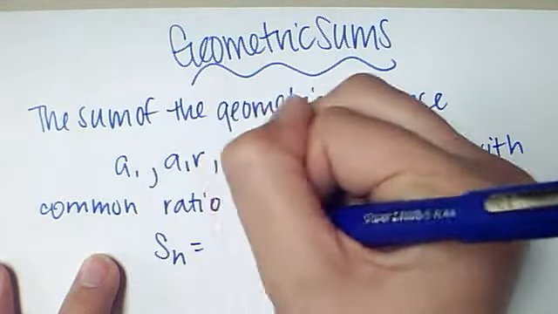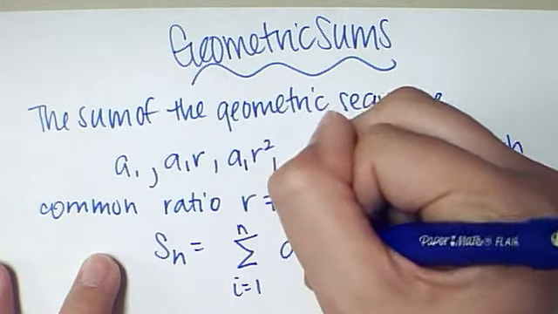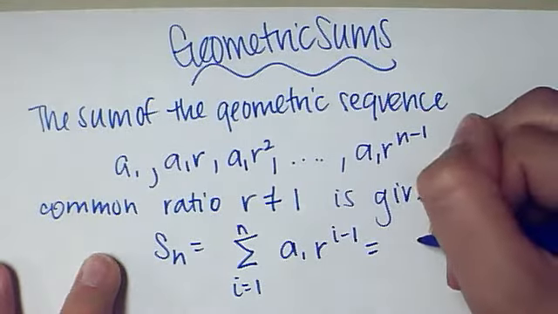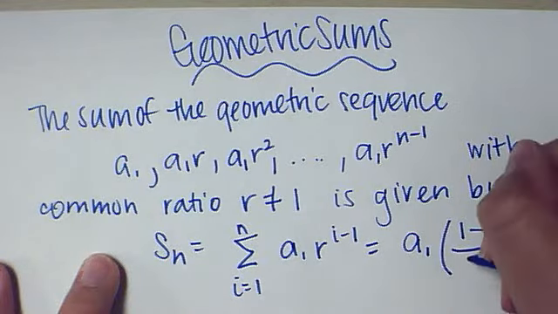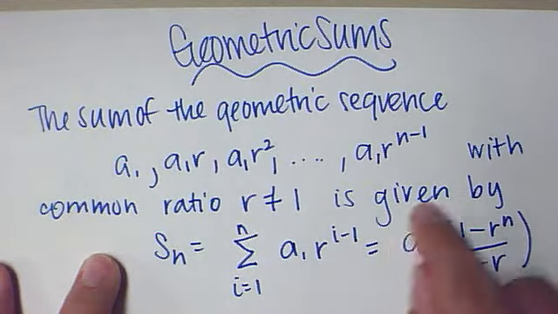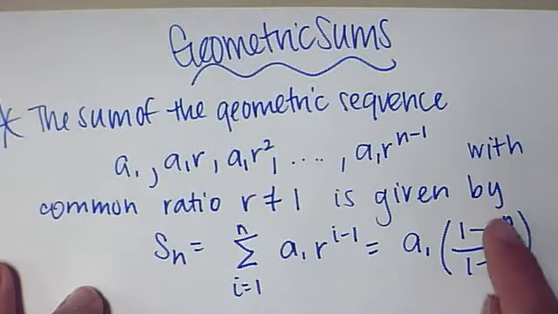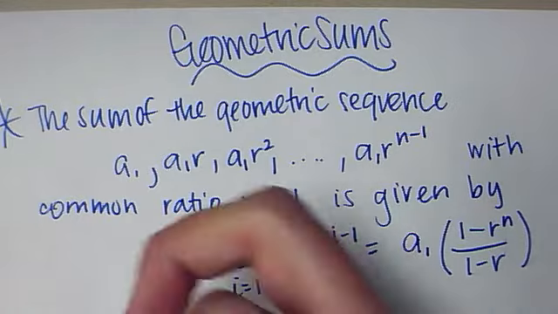the sum of the sequence, the sum from i equals 1 to n of a sub 1 times r to the i minus 1, which is the same thing as saying a sub 1 times 1 minus r to the n over 1 minus r. This is the part of the formula that you're really going to need to use. This is just the big fancy definition. So we're going to find r, the common ratio, and a1, the first term of the sequence, and then that will be the sum of any given one.